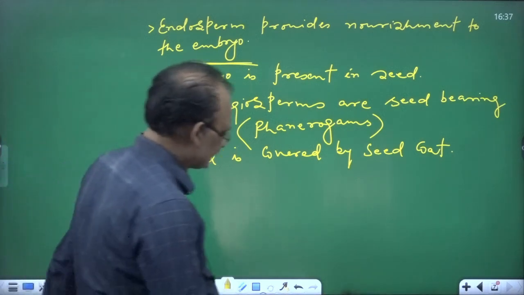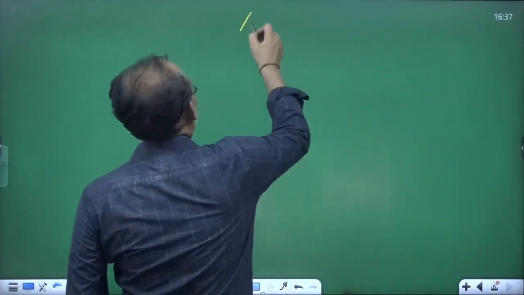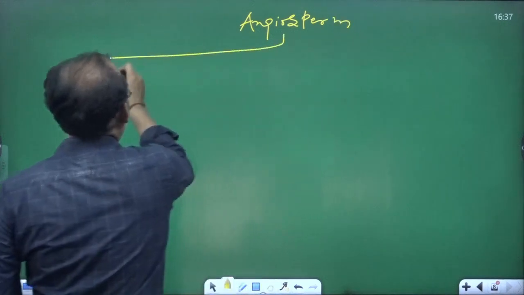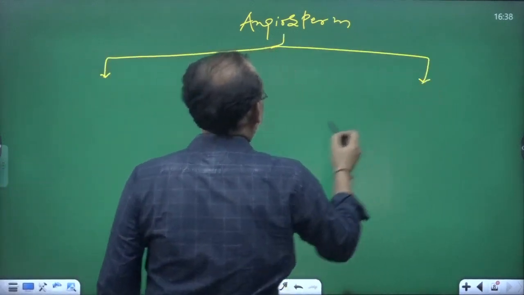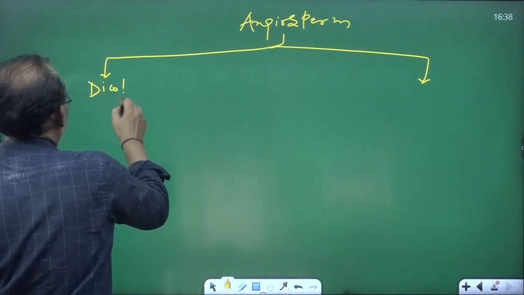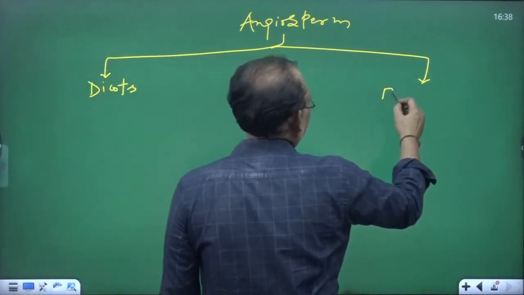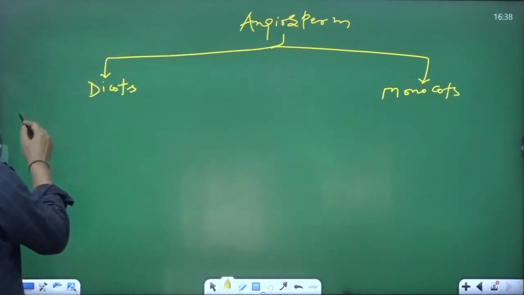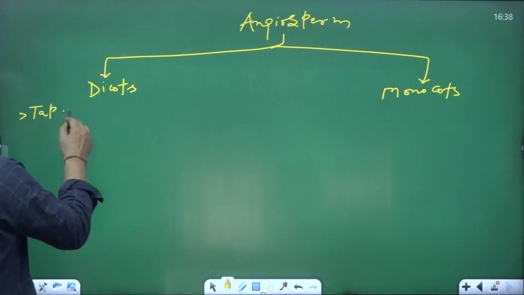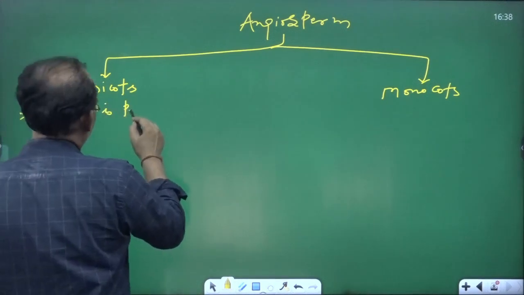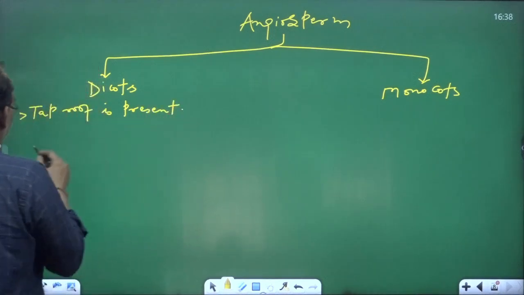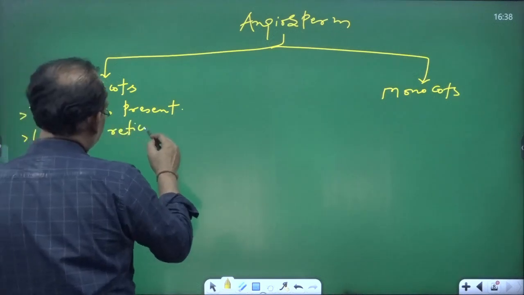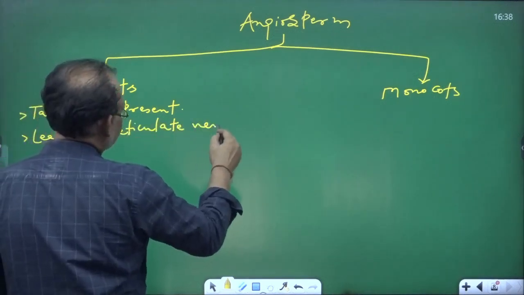Okay, now you see the classification of angiosperms. So angiosperms have been divided into dicots and monocots. So in dicots, what are the features you write? Taproot is present, the leaf has reticulate venation.